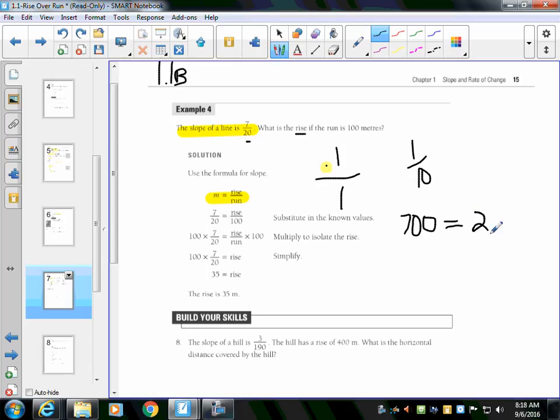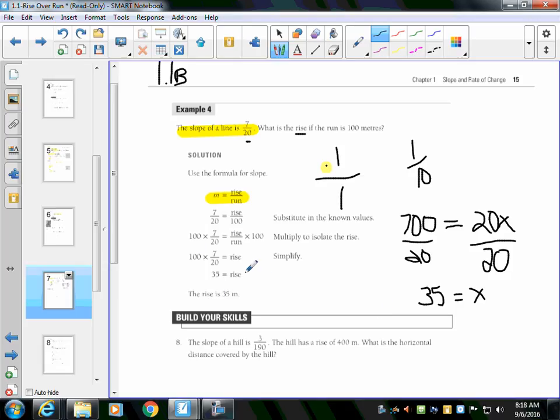So I just put 20, and instead of writing rise, I'm going to put x because that's our unknown. So to get x alone, we divide by 20, and then x is equal to 35. I'd actually punch it into my calculator. 700 divided by 20, that gives me 35. So when the run is 100, the rise is 35.